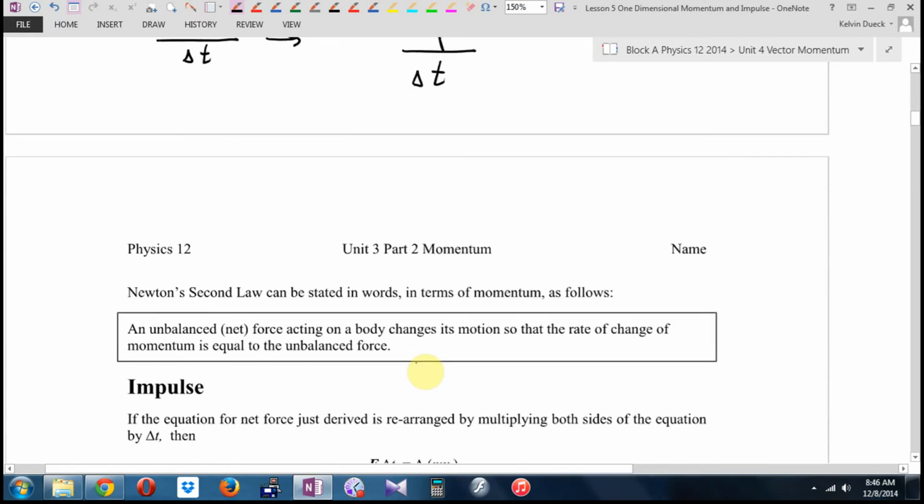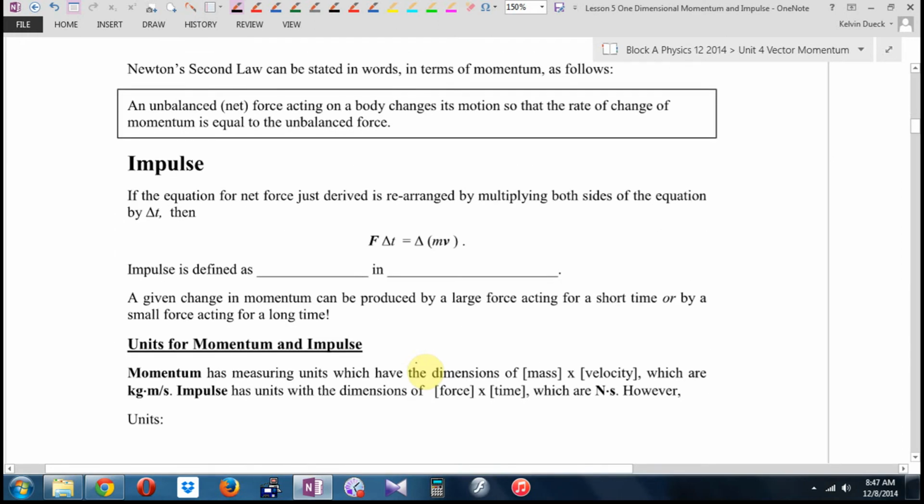So Newton's second law can be stated in words in terms of momentum as follows. If you have an unbalanced or net force, because two forces cancel each other, but if you have an unbalanced or net force acting on a body, that changes its motion so that the rate of change of momentum is equal to the unbalanced force. Remember I said anytime there's a rate of change, that means you're dividing by time. You want to know how fast the momentum is being changed? It's equal to the force in newtons. Sorry, the unbalanced force in newtons. Got to be careful.